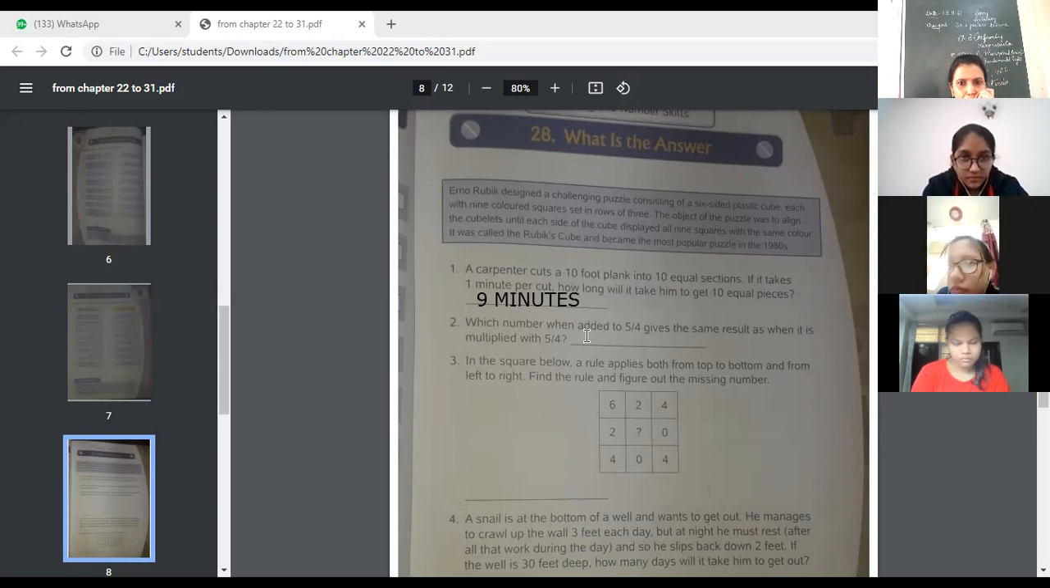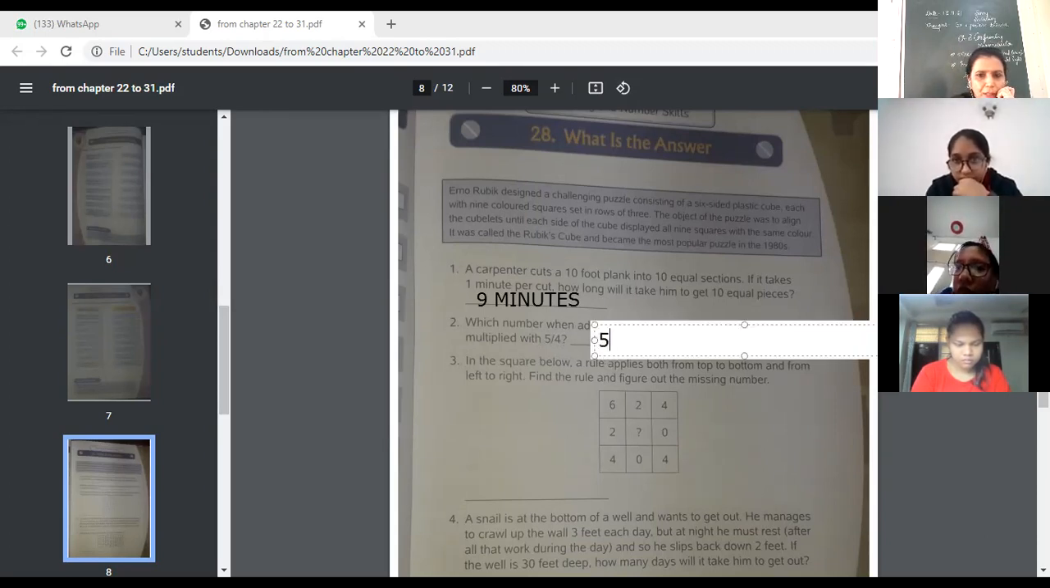Second: which number when added to this 5 by 4 gives the same result as when it is multiplied with 5 by 4? So children, you have to give the answer for it. All these questions are your mathematics.